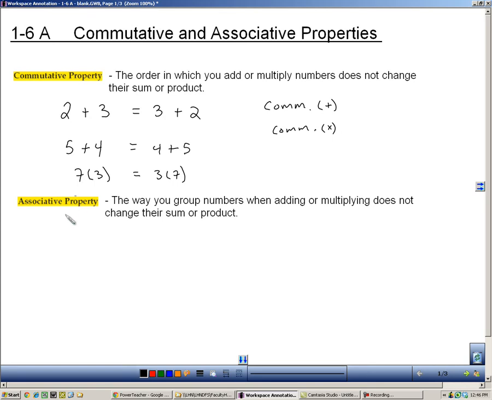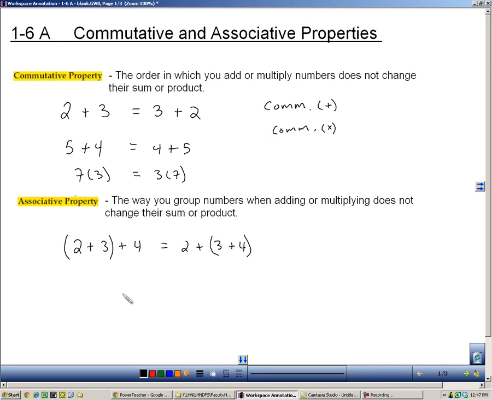Our next property is the associative property. And it says the way you group numbers when adding or multiplying does not change their sum or product. So if I'm going to add some numbers and I choose to group these first two numbers, thereby telling PEMDAS that I want to add 2 plus 3 first, that is the same answer as if I group the other two numbers. Either way, you're going to get 5 plus 4 is 9, or 7 plus 2 is 9.